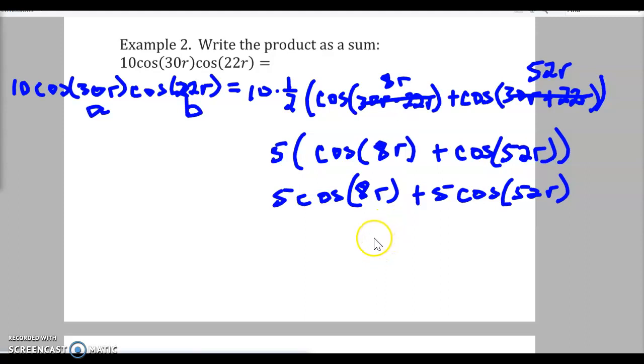Okay, so that's all that you need to know for part 3. Part 4 gets a little bit more difficult with this formula, and I will get a video up soon for that.